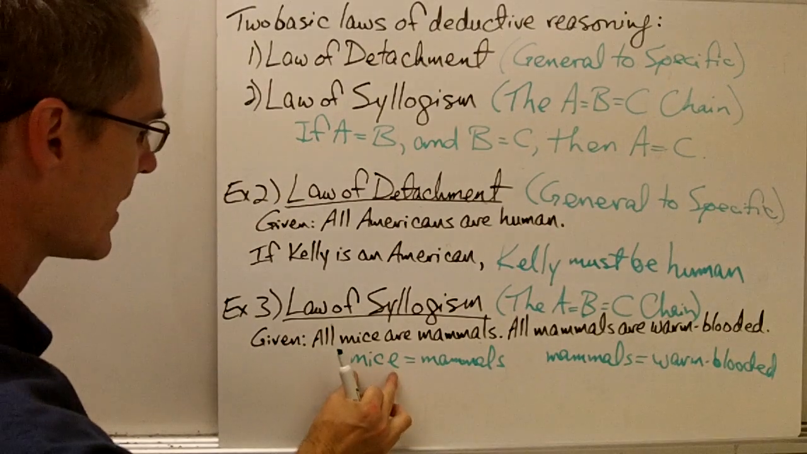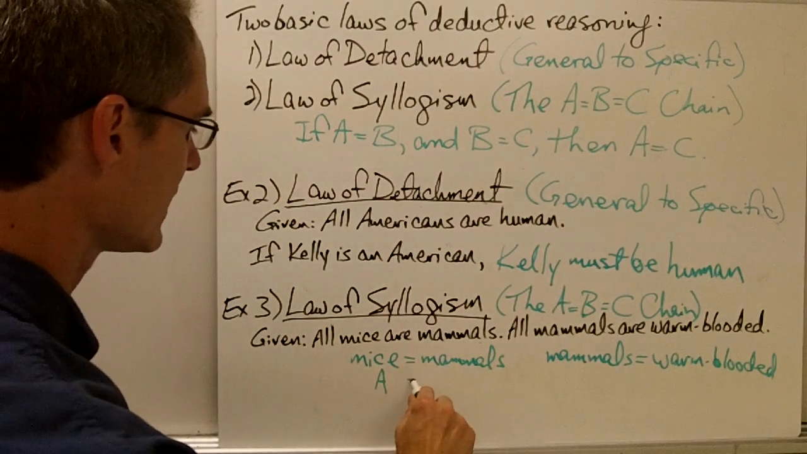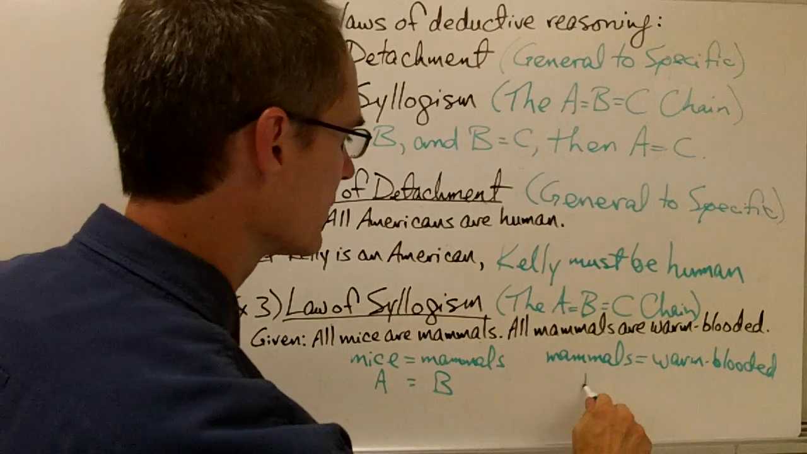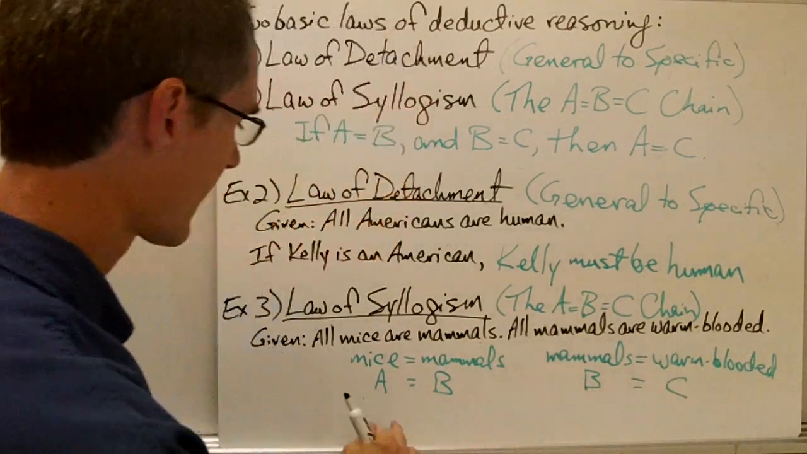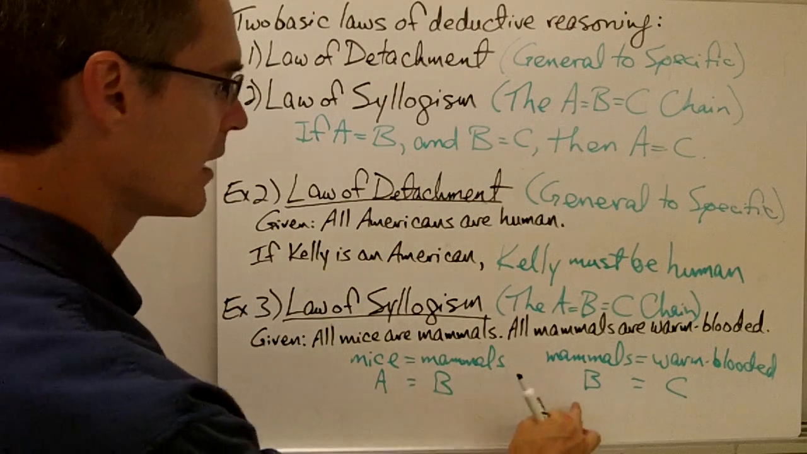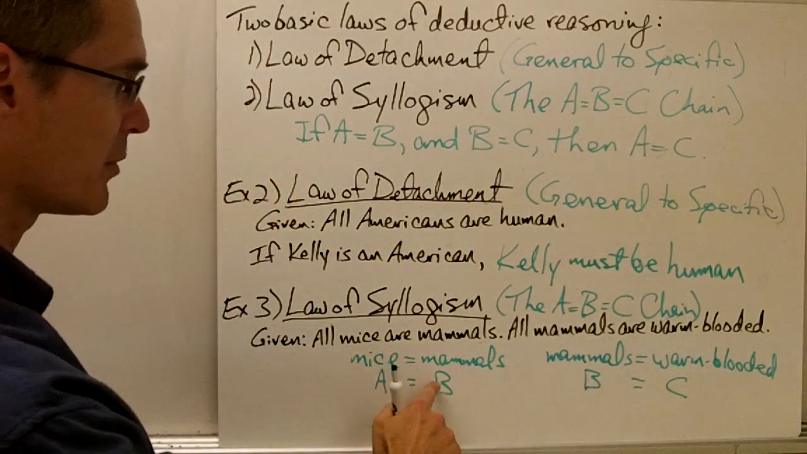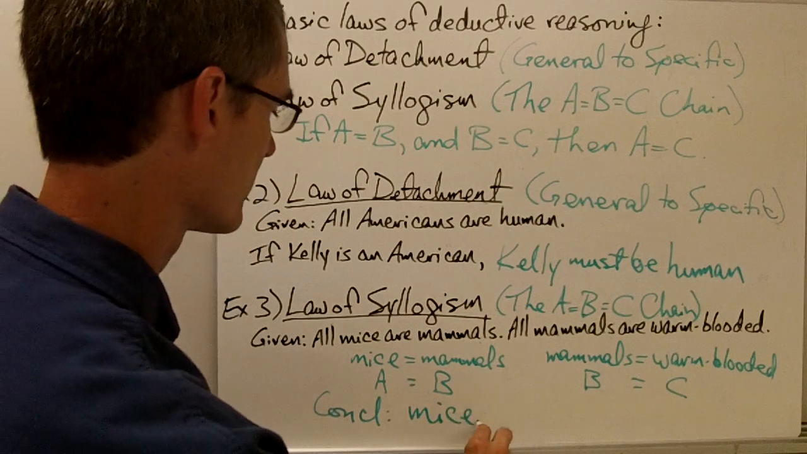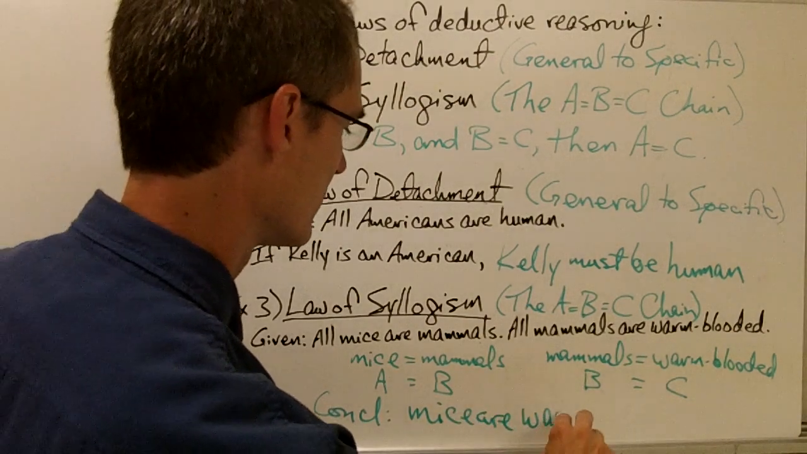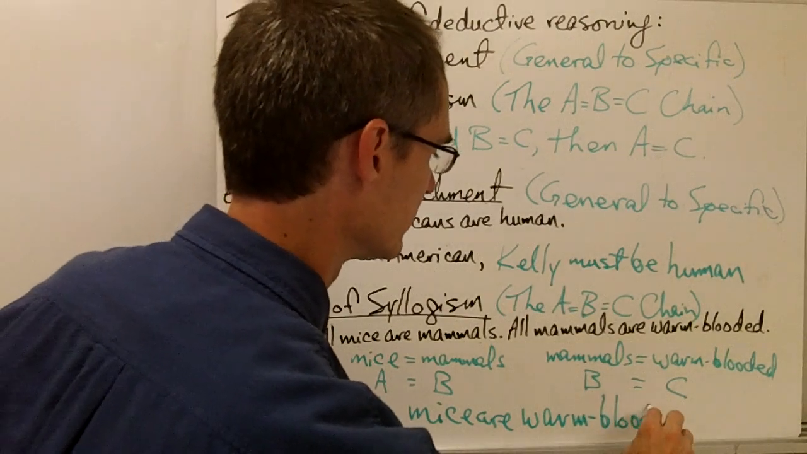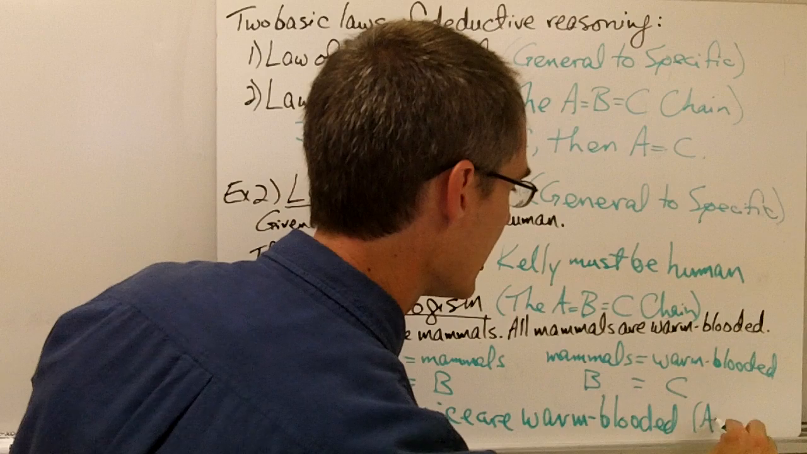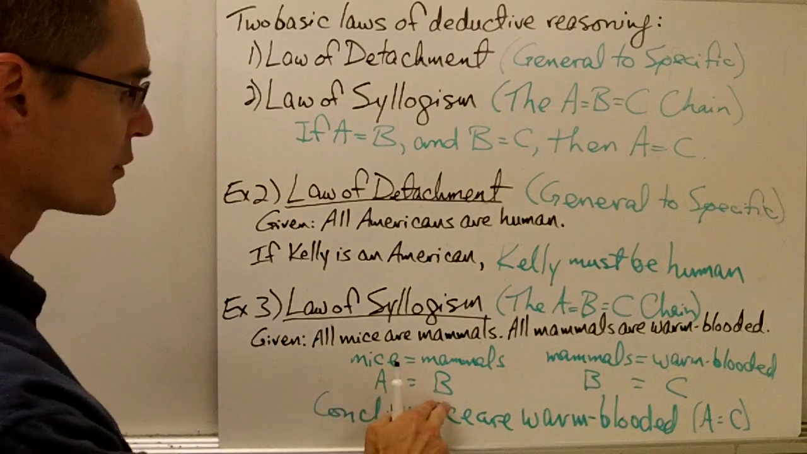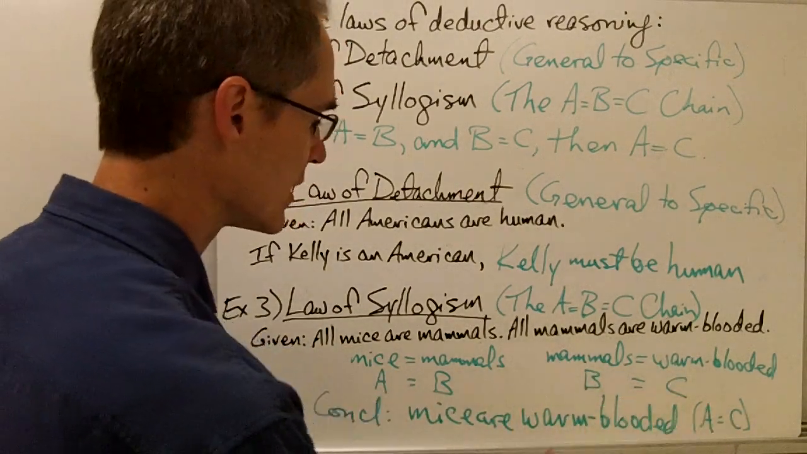Well, if I think of this as mice equals mammals as A equals B, and if I think of mammals equals warm-blooded, mammals is my B statement, as B equals C, well then I can see I've got these two statements, A equals B and B equals C. Well, that means if mice are mammals and mammals are warm-blooded, my conclusion must be mice are warm-blooded, or A equals C. This is an example of the law of syllogism, the ABC chain. If A equals B and B equals C, then A must equal C.